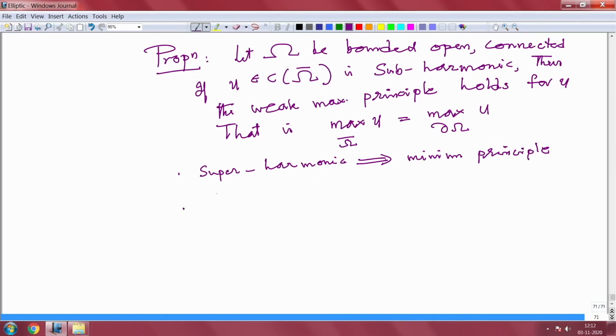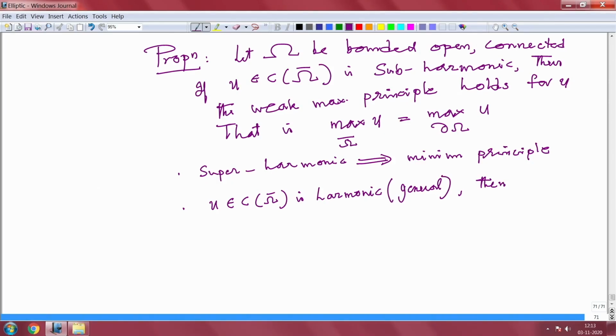Okay. And if u belongs to C omega bar is harmonic, harmonic in the general sense, I am just repeating, then you have the estimate from both sides. I am writing both minimum and maximum principle is true.